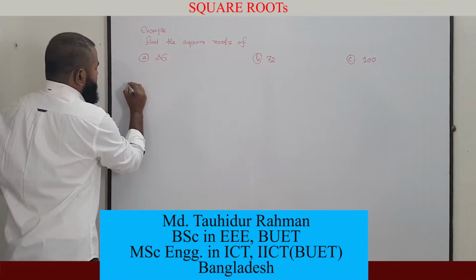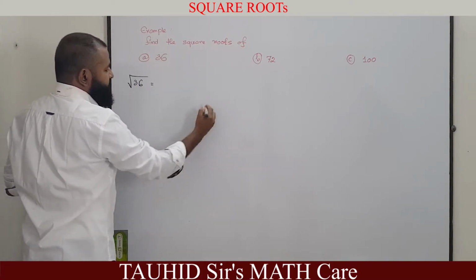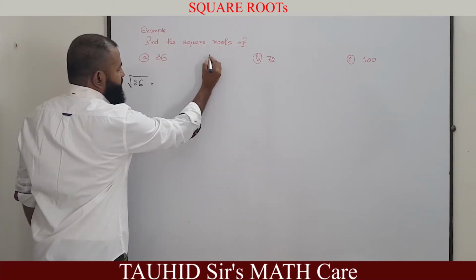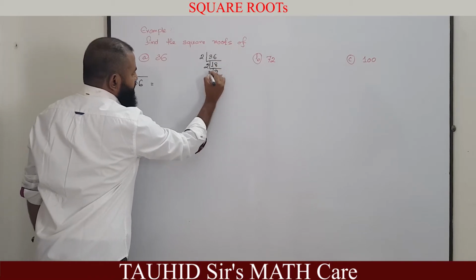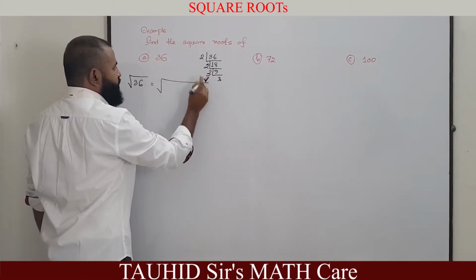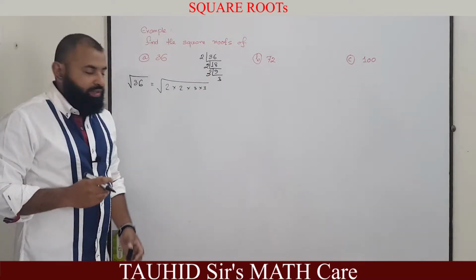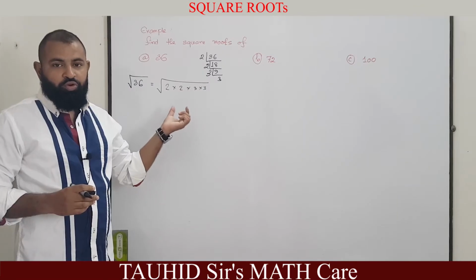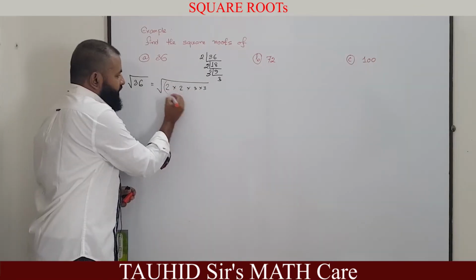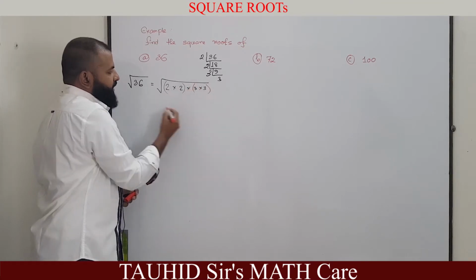At first we will write in this way: root over 36 equal to, we will factorize this up to its prime factors. So we can write root 36 equal to root over 2 into 2 into 3 into 3. Then we will see which prime factors are in pairs. Here 2's make a pair, 3's make another pair.